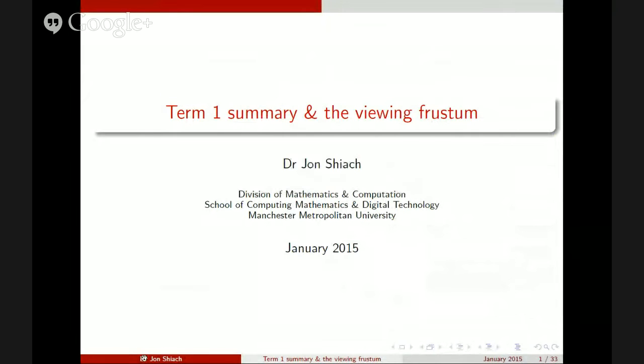We're going to be looking at a summary of what you did in term 1, and we're going to be looking at what's called the viewing frustum. Okay, the first couple of weeks, the topic we're going to be looking at is called clipping. It's the next stage in the graphics pipeline, and that starts with something called the viewing frustum.